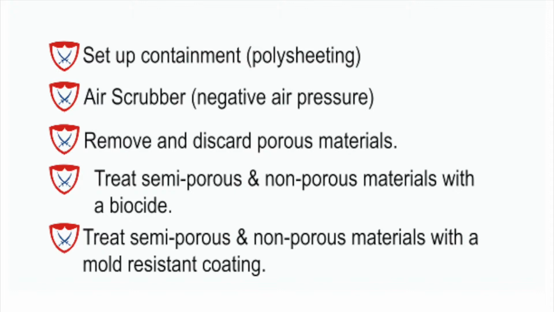We then discard and remove the porous materials we talked about before: drywall, trim, insulation, paneling. Anything that is porous that has mold in it has to be discarded. We then treat the semi-porous materials like the non-porous materials with a biocide, so the framing and anything that's concrete. Then we scrub those items down and treat them with a mold-resistant coating.